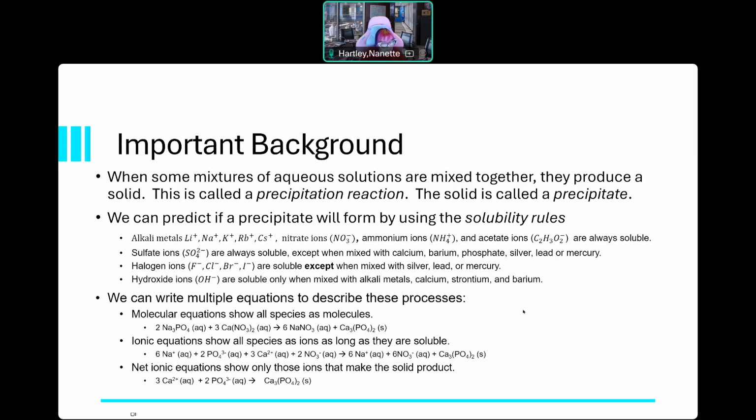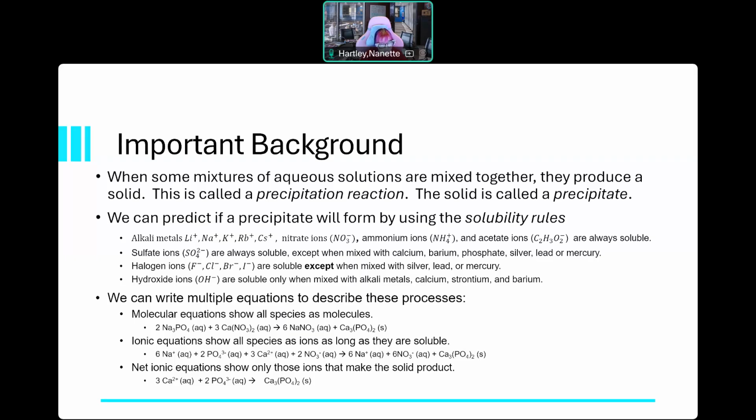Now, this is not an inclusive list, but this is some of what we're going to be talking about for this experiment. The alkali metals, those group 1 metals that we've talked about before, so lithium, sodium, potassium, rubidium, and cesium, the nitrate ions, NO3-, the ammonium ions, NH4+, and the acetate ions, C2H3O2-, are always soluble.